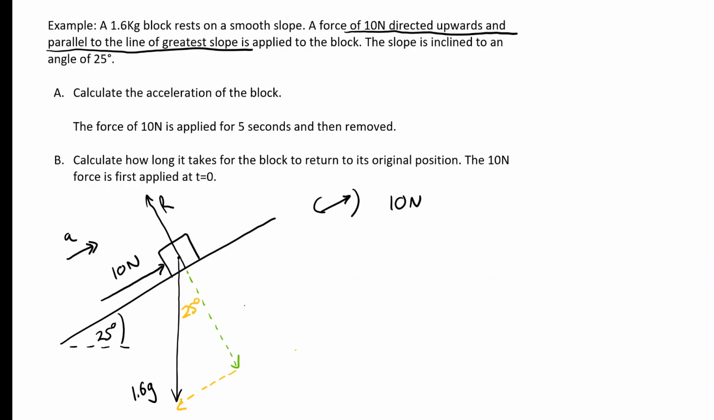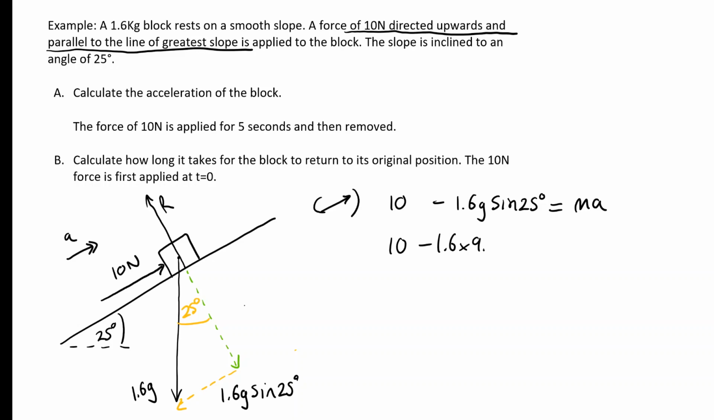The angle of inclination is always the same as the angle in the weight force triangle. This is the opposite side here, so we're dealing with 1.6 g sine 25 degrees. As we said, it was down, so it's negative 1.6 g sine 25 degrees is equal to the resultant force, and by Newton's second law the resultant is ma. We don't need to have the N for newtons. 10 minus 1.6 times 9.8 times sine 25 is equal to 1.6 times a.